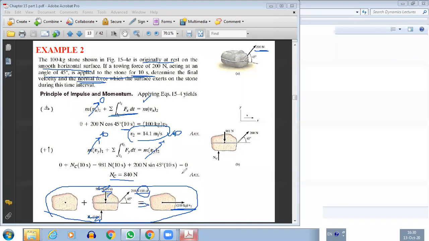One student is asking why F cos 45. You see here the force. We have to understand that here we are writing it in the x coordinate and y coordinate. So when we are talking about Fx, the force was not acting in the x direction. But if we want to find Fx, then Fx would be 200 cos 45. Do you get it?